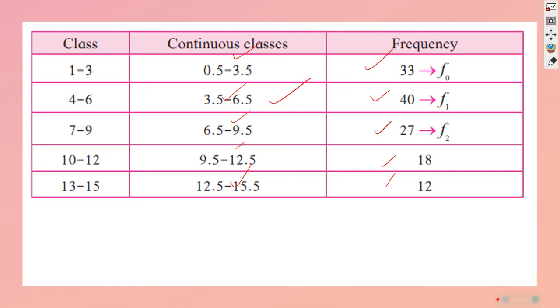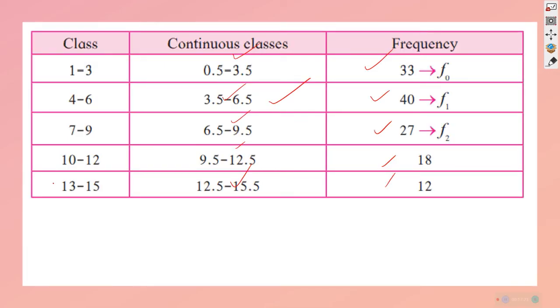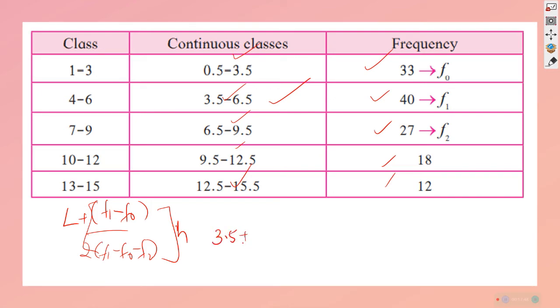Okay, now we have the formula to apply. We will apply the formula and solve the situation. What is the formula we studied? We studied the formula to find the mode: L plus, F1 minus F0 upon 2 into F1 minus F0 minus F2, then the whole multiplied by H. So in this case, the lowest value is 3.5. Start the bracket.